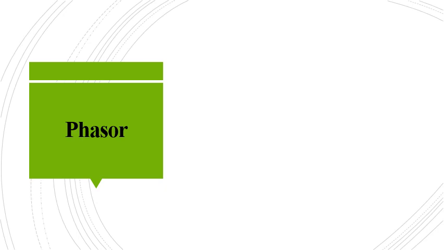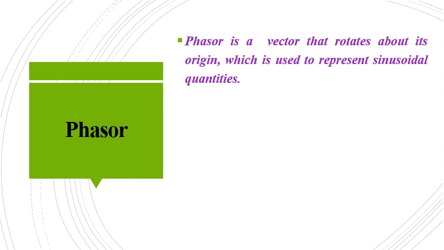So, what is a phasor? A phasor is actually a vector. That means it will have both magnitude as well as direction. But the difference is that it can rotate about its origin. That is, it will always change the direction to which it is pointed. It keeps on rotating, or keeps on changing the direction. So these phasors are mainly used to represent sinusoidal quantity.